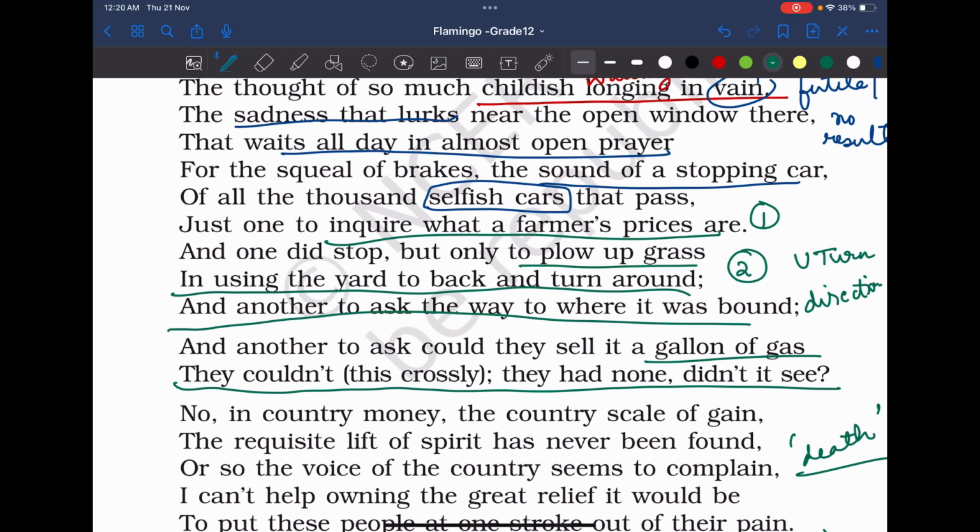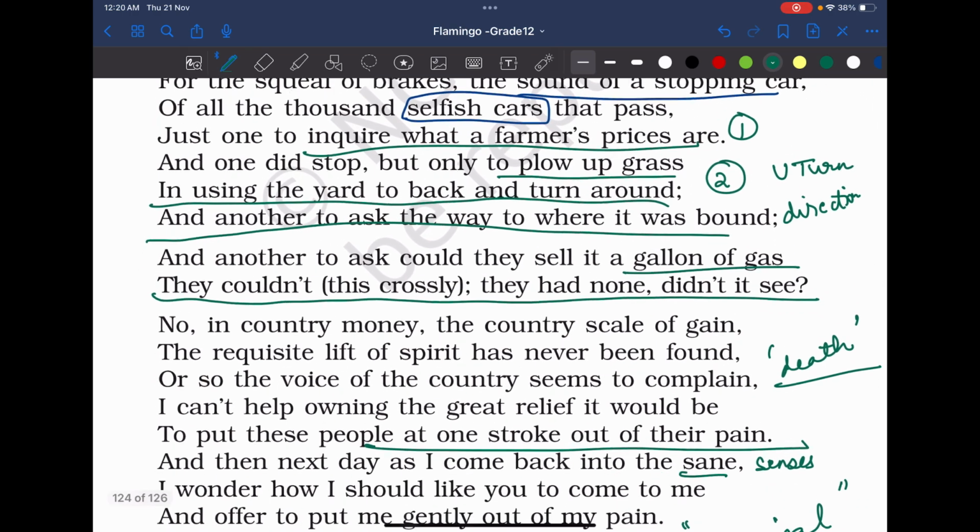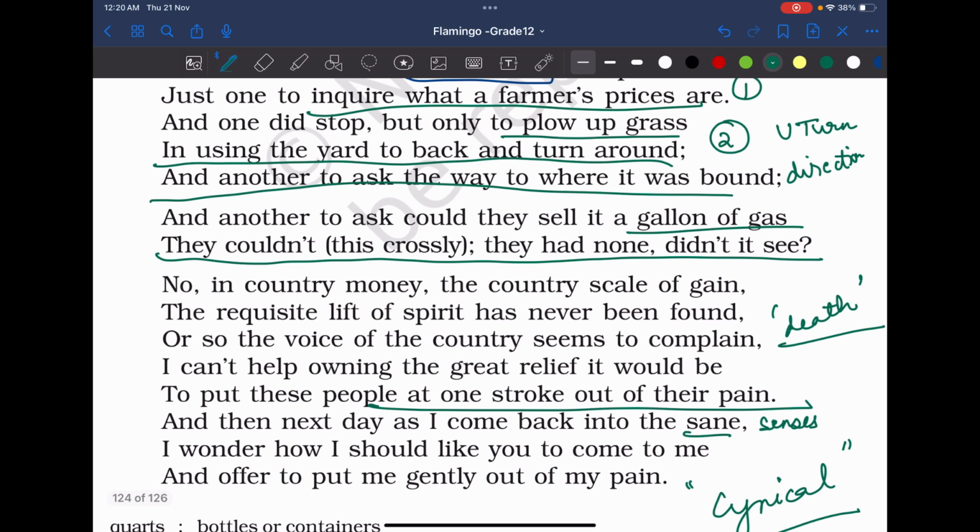And another to ask could they sell it a gallon of gas. They couldn't. They had none, didn't it see? No, in country money, the country scale of gain, the requisite lift of spirit has never been found. Or so the voice of the country seems to complain. I can't help owning the great relief it would be to put these people at one stroke out of their pain. And next day, as I come back into the same, I wonder how I should like you to come to me and offer to put me gently out of my pain.